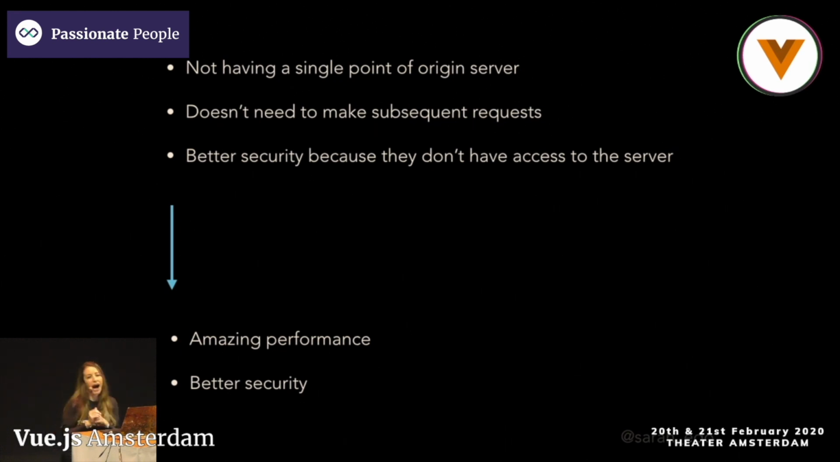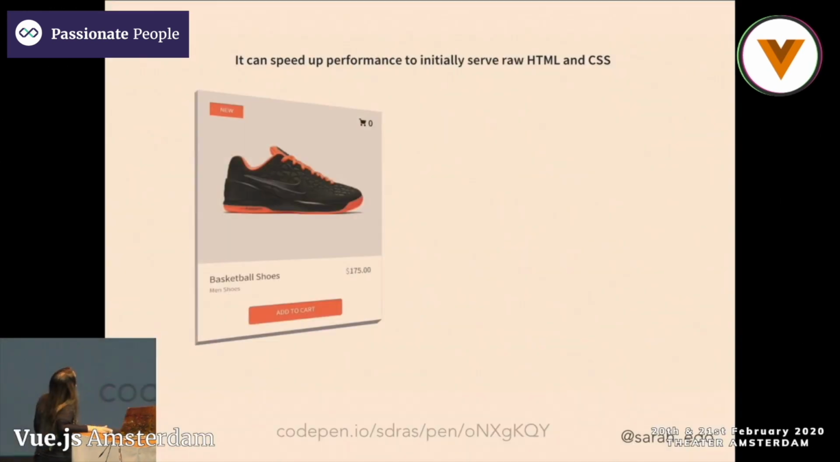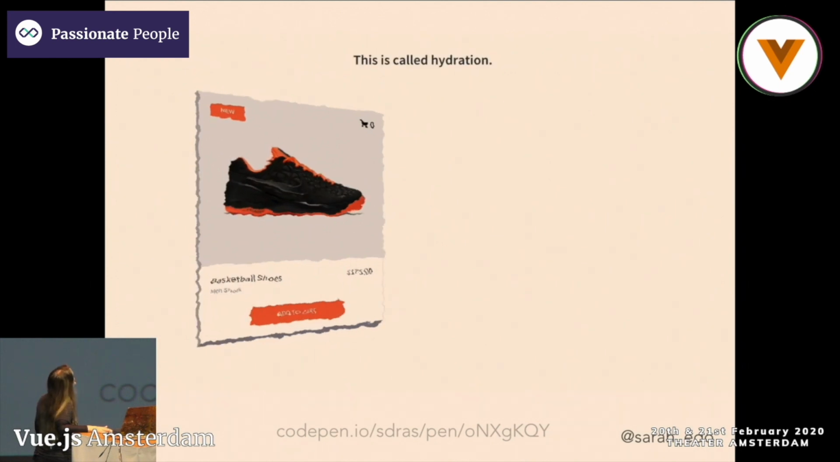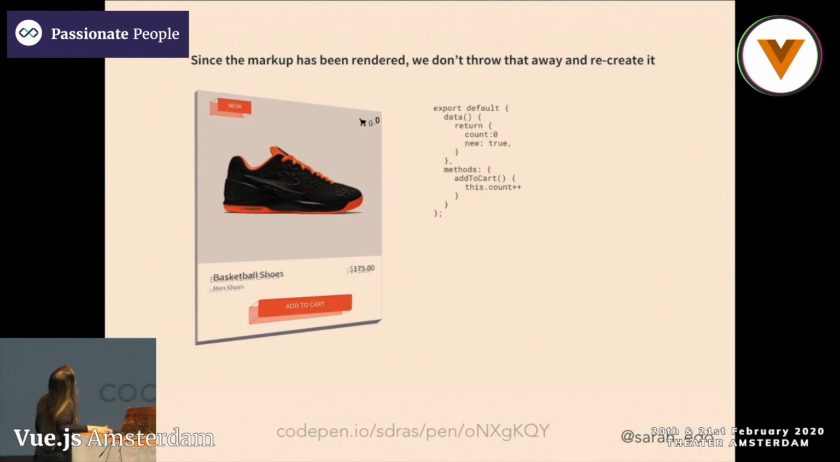That's pretty awesome. So how does it become interactive if it's all statically rendered? That's where hydration comes in. It can speed up performance to initially serve raw HTML and CSS. We can do this by server-side rendering an app and delivering it statically. After it's been served, Vue needs to take over the elements that are dynamic. This is called hydration. Since the markup's been rendered, we don't throw that away and recreate it. Instead, we want to hydrate the DOM and make it interactive. Here, the button can now respond to changes, and we can add to the cart. Hydration lets us deliver fast and secure sites and still have a reactive UI. So basically, it walks over that DOM, figures out what needs to be reactive and what's not. It doesn't throw the DOM away, and it creates reactive bits from those pieces.